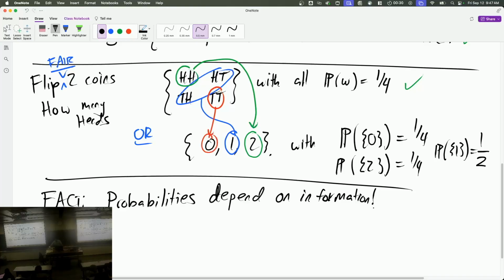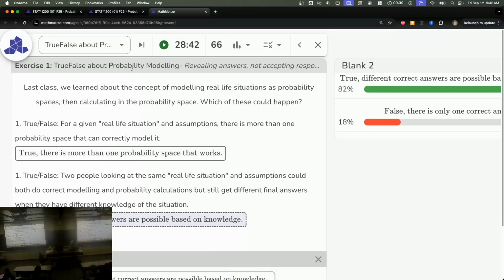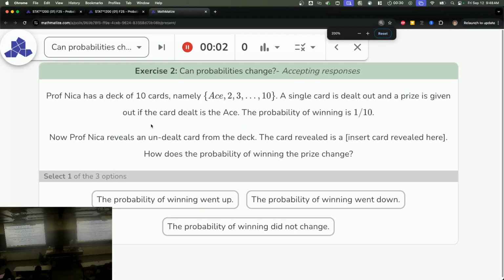I'm going to illustrate this. There's a really fun problem I like to do with cards that we're going to do next, which will illustrate this concept and lead us into something called conditional probability. So let's see how that works. I'm going to have a deck not just of 3 cards, but now we're going up all the way to 10 cards: ace, 2, 3, 4, 5, 6, 7, 8, 9, 10. Then I'm going to deal out a single card to somebody and give them a prize if they got the ace. So the ace is the winner.